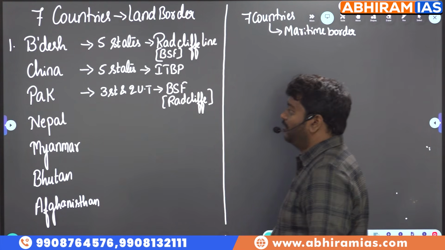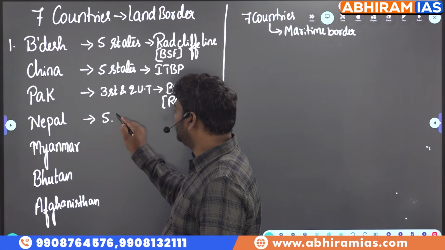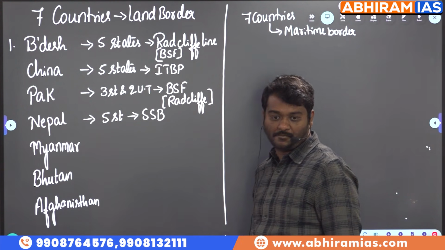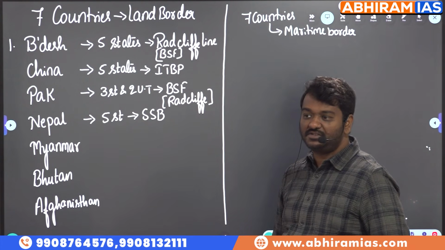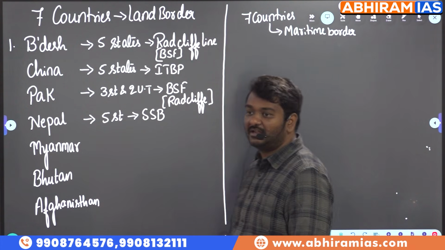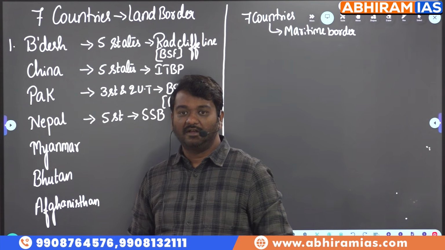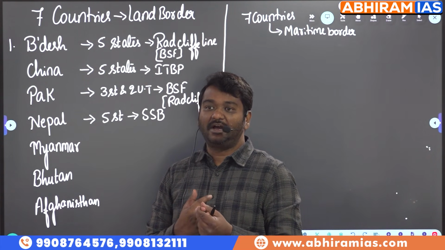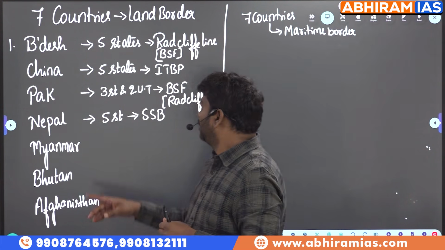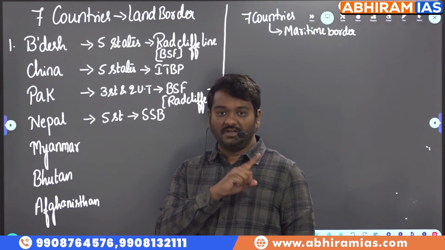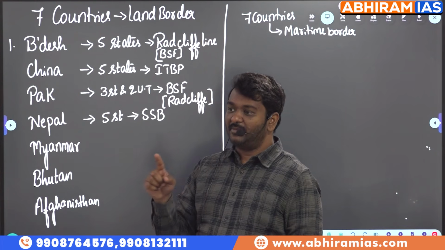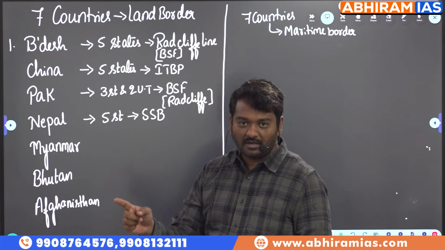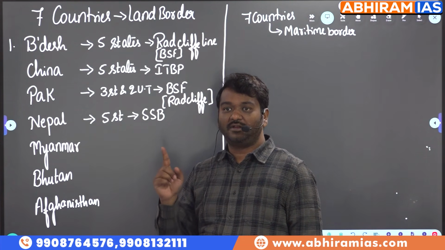Then, with Nepal, how many states are there? 5 states. Sashastra Seema Bal. Which are these states? You should see carefully. So with Bangladesh, which are the 5 states? West Bengal, Assam, Meghalaya, Tripura, Mizoram. With China, if I take Arunachal Pradesh, Sikkim, Uttarakhand, Himachal Pradesh, Ladakh. With Pakistan, Gujarat, Rajasthan, Punjab, Jammu Kashmir, Ladakh.